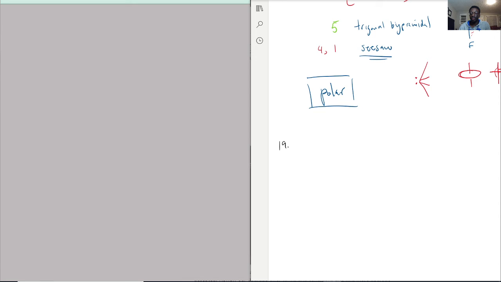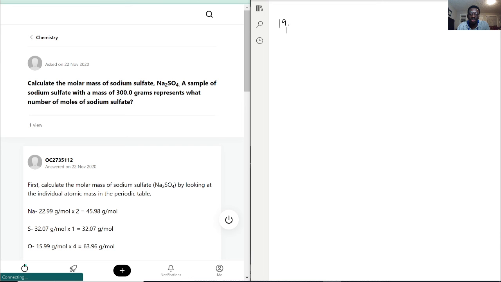So for this question, we have to calculate the molar mass of sodium sulfate. The question gives us the actual formula. A sample of sodium sulfate with a mass of 300 grams represents what number of moles of sodium sulfate? So, calculate the molar mass of sodium sulfate. In fact, I'll write out the name: sodium sulfate. And how many moles in 300.0 grams?